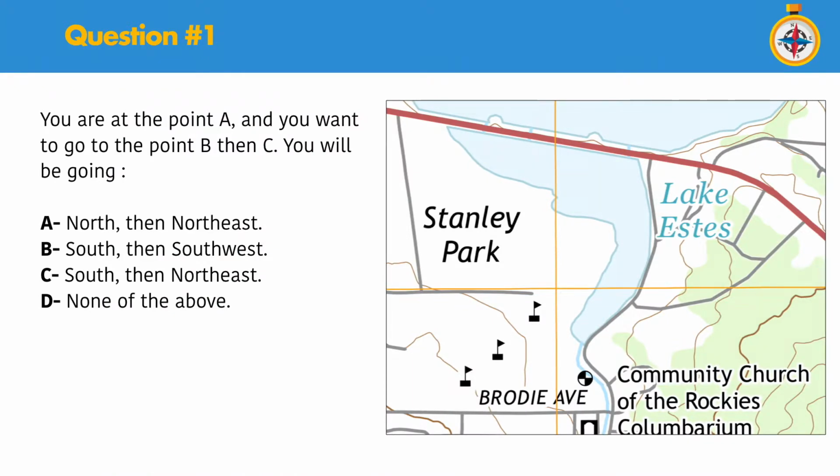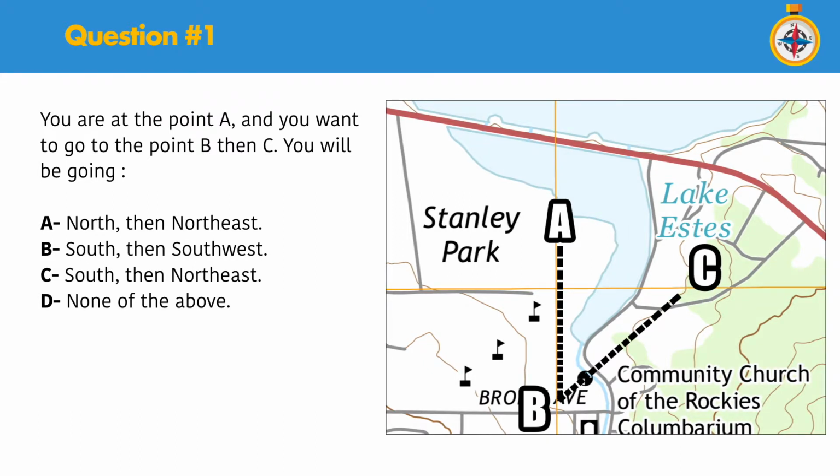Question number 1. You are at point A and you want to go to point B, then C. You will be going: A, north, then southeast; B, south, then southwest; C, south, then northeast; D, none of the above.